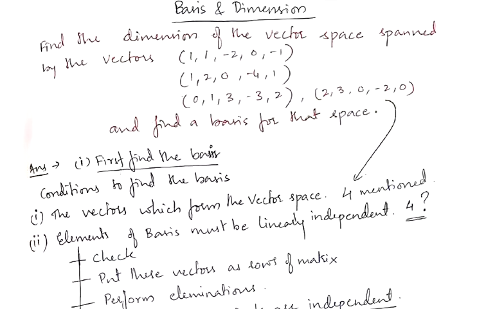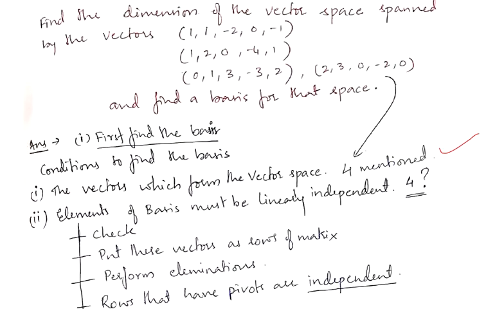So first, the condition to find the basis is that the vectors form the vector space. Here there are four vectors, so all four vectors can make the basis of the space. But we are not sure whether all four are considered as a basis or only two or only three out of the four. So we'll check the next condition.